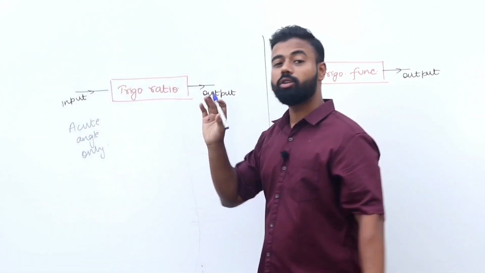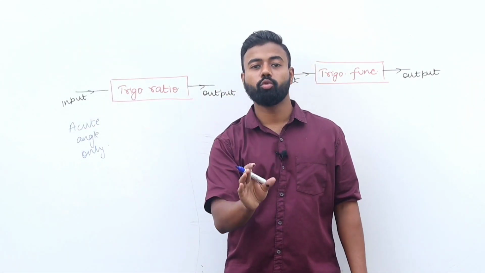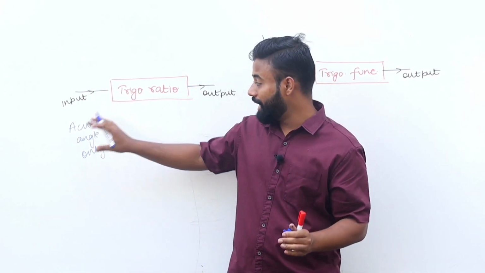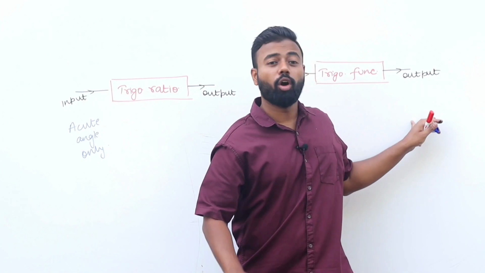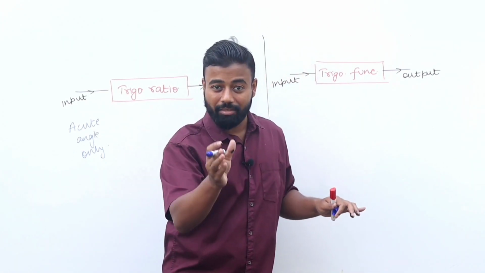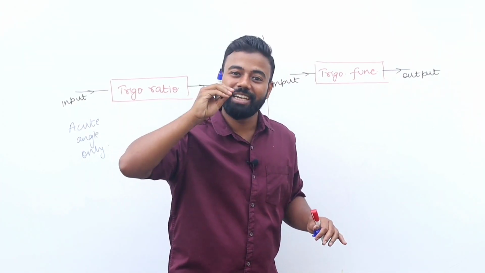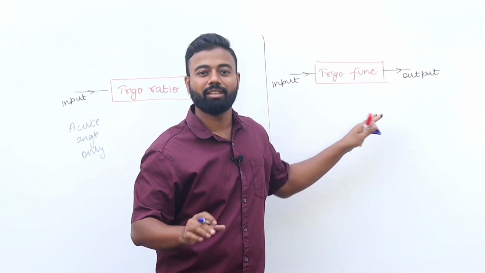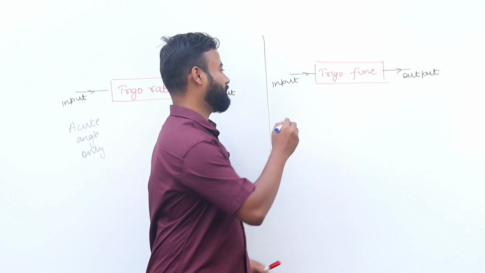But when you are talking about a trigonometric function, the input angle can be anything. The angle can be anything, be it acute, obtuse, reflex, or negative. I repeat again, the angle can be negative also. So there is no limitation to a trigonometric function. The angle can take any value.